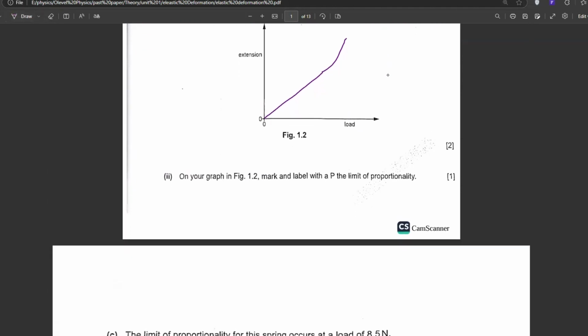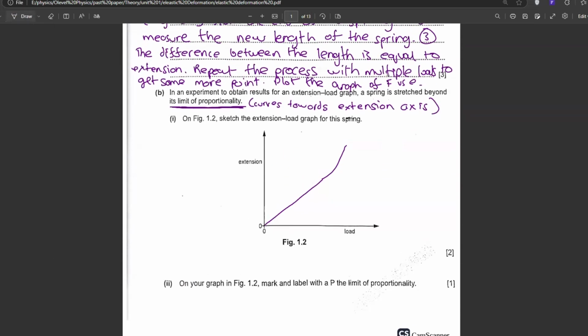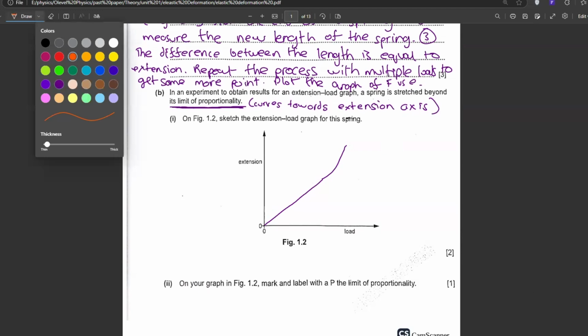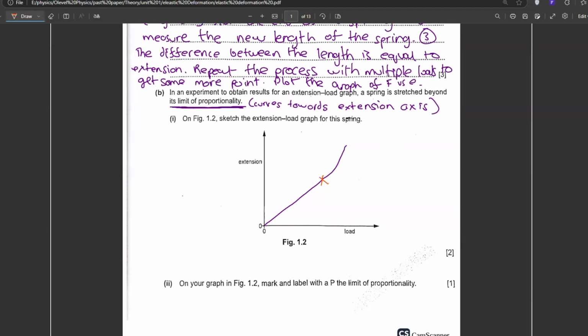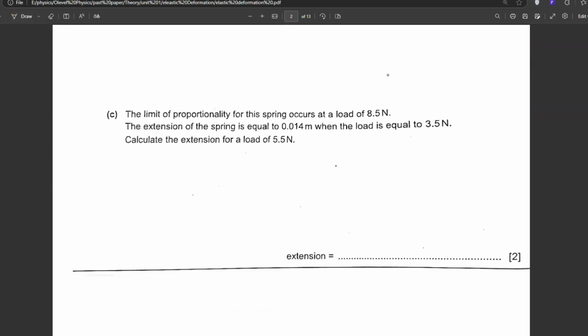On your graph, in figure 1.2, mark with a label P, the limit of proportionality. Limit of proportionality is the point till where the force versus extension graph is linear. This is your point P. The extension of the spring is 0.014 meters when the load is 3.5 Newton. You have to calculate the extension when there is a load of 5.5 Newton.